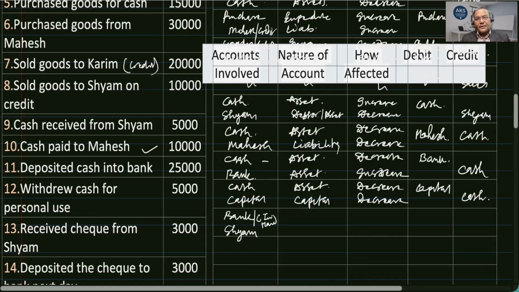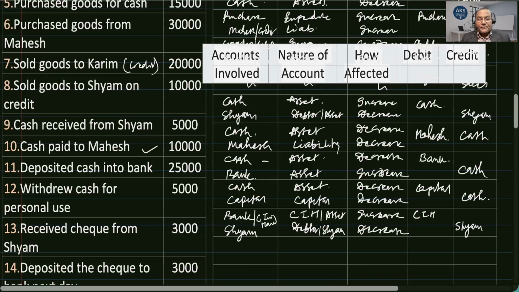Therefore, we'll treat it as kept in the office. So the two accounts involved here are check in hand and Shyam. Check in hand is an asset. Shyam is not a creditor, it is a debtor, because we received from him. Now, when we receive this check, what is the impact on check in hand? Increase, and debtor decrease, because he has already made the payment. So check in hand is debited and Shyam or debtor is credited. I hope this is clear.